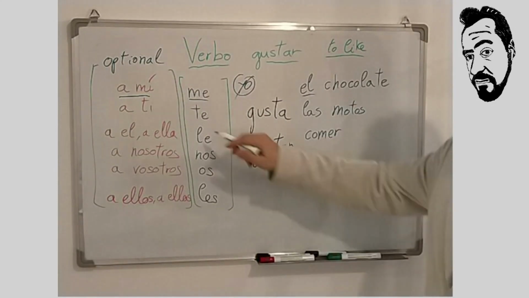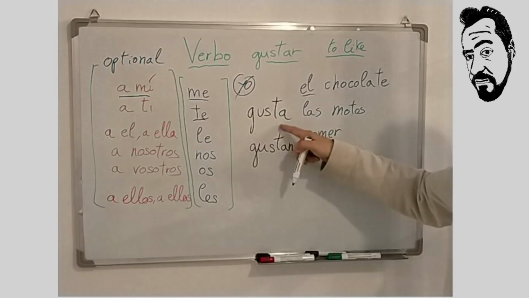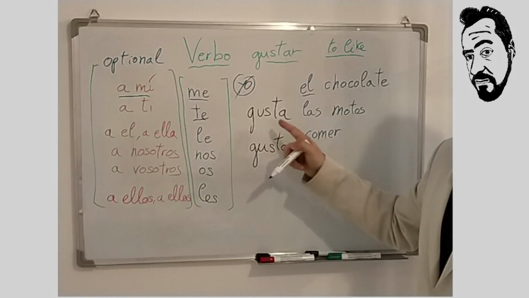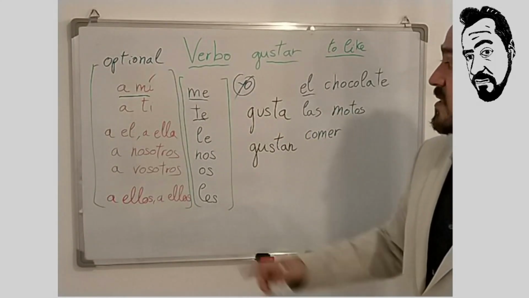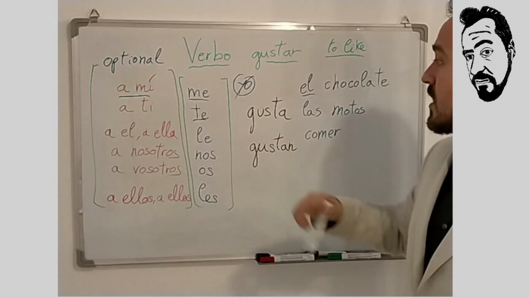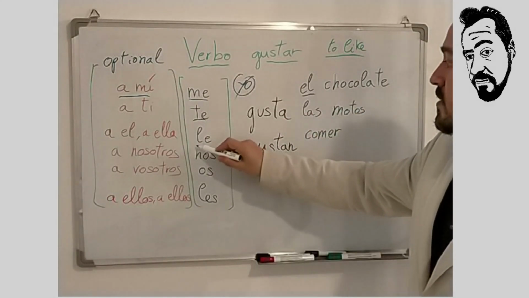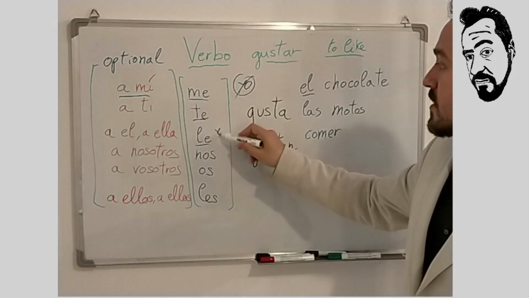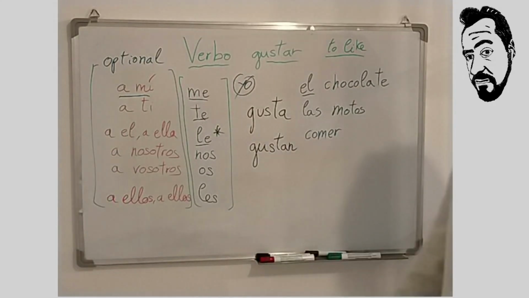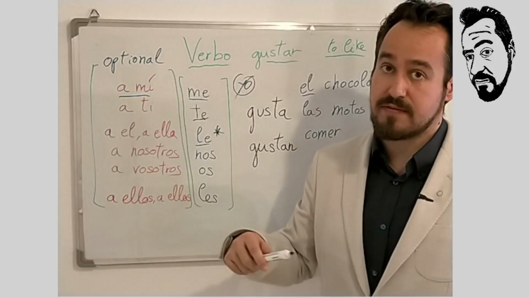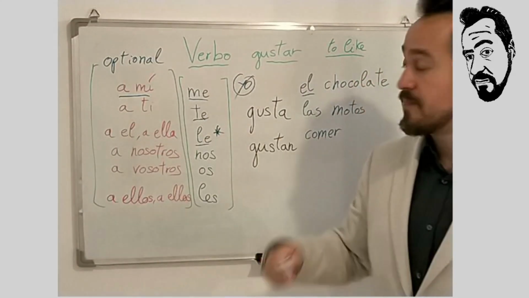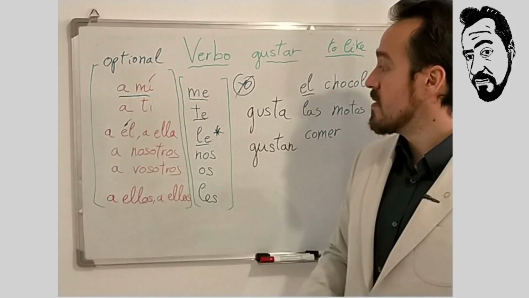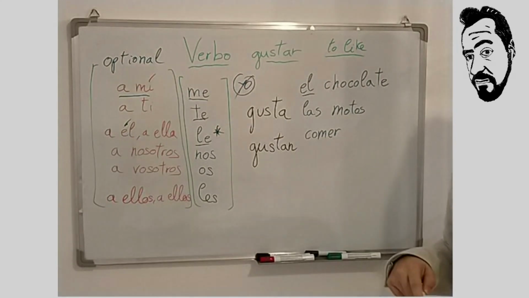You like chocolate. Te gusta el chocolate. The verb is going to stay the same. We are not going to change it. He or she likes chocolate. Le gusta el chocolate. Okay, in this particular case, we usually add this bit just to clarify if we mean he or she. So you could also say, a él le gusta el chocolate.